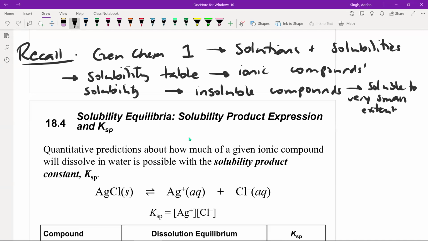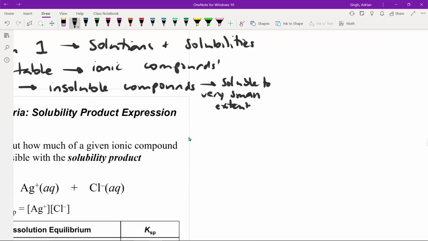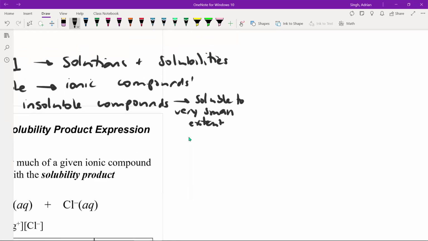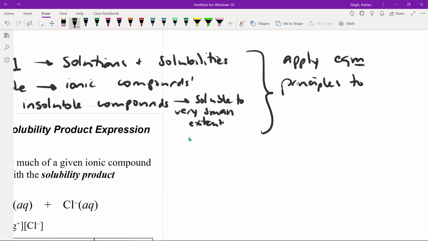Okay, and what we're going to do in this section is take a look at these compounds, not just the insoluble ones, but the soluble ones as well. And we're going to apply some equilibrium principles to the solubilities of ionic compounds.